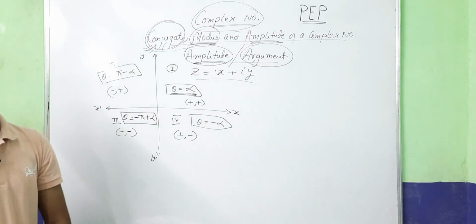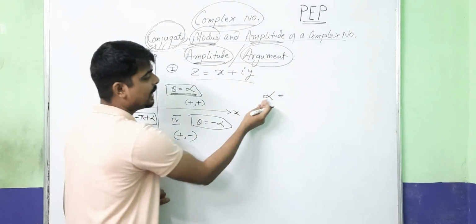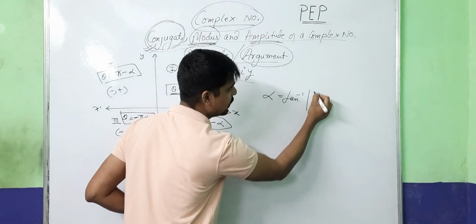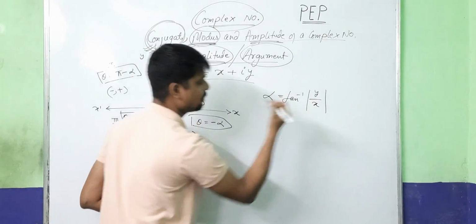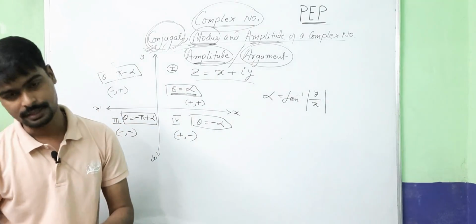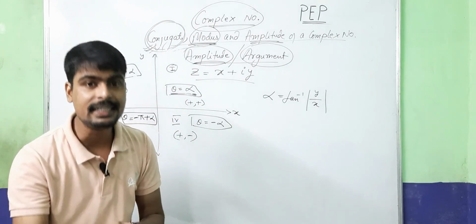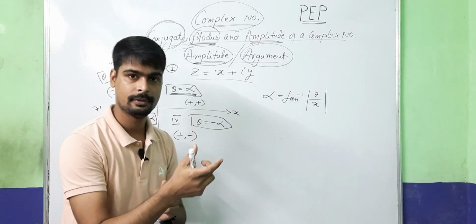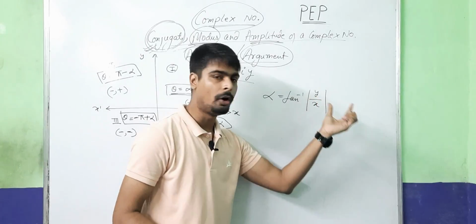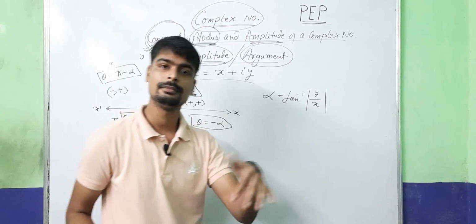What is the problem over here? It is alpha. Sir, what is alpha? How to calculate alpha? Alpha is equal to tan inverse mod y by x. Another property of mod is to make a negative number into positive. If y is minus 2, then after calculating mod, that minus 2 will become plus 2.